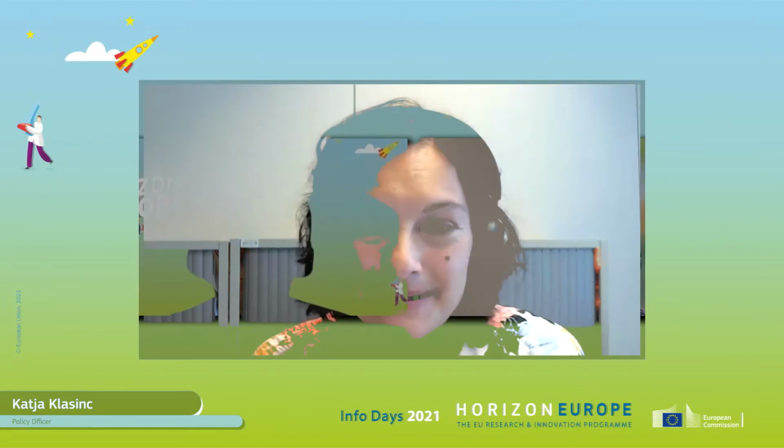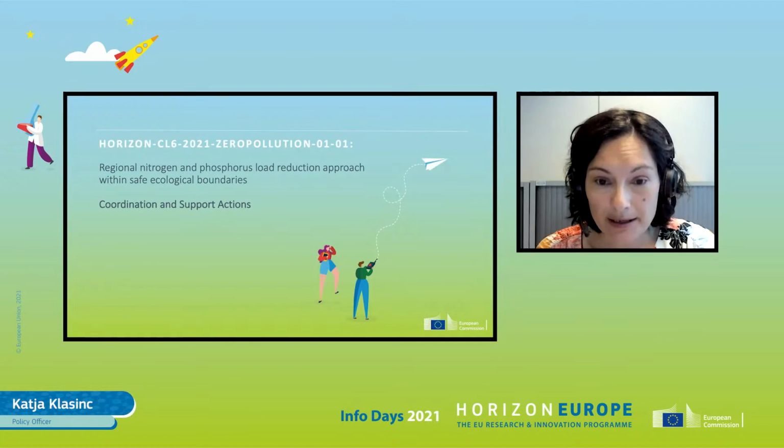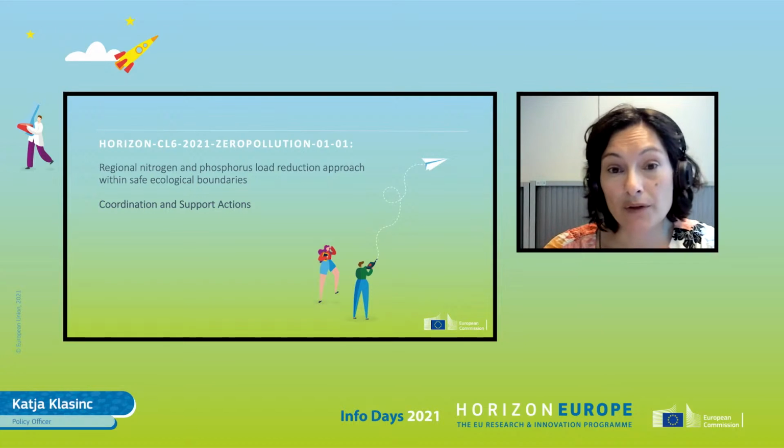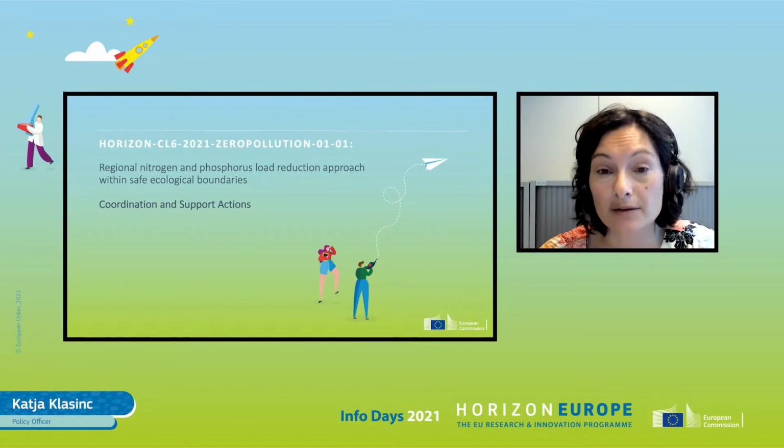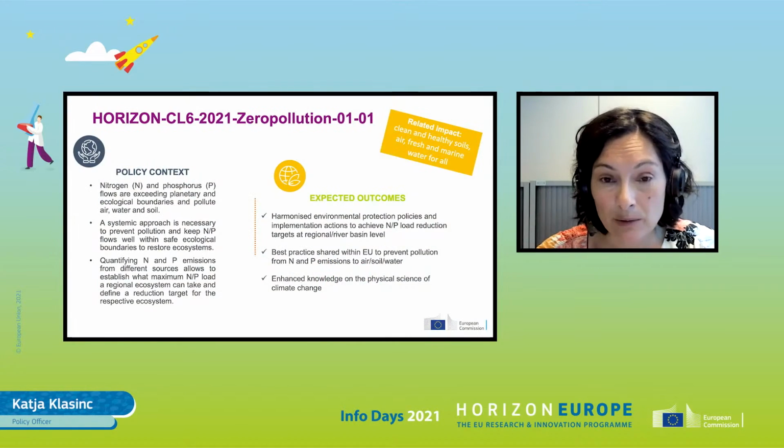Hi, my name is Katja, and I work at DG RTD as a policy officer in the Unit for Circular Economy and Bio-Based Systems. The topic I am presenting to you today is the CSA on nitrogen and phosphorus load reduction approach within safe ecological boundaries at regional level. Now, what is the CSA about?